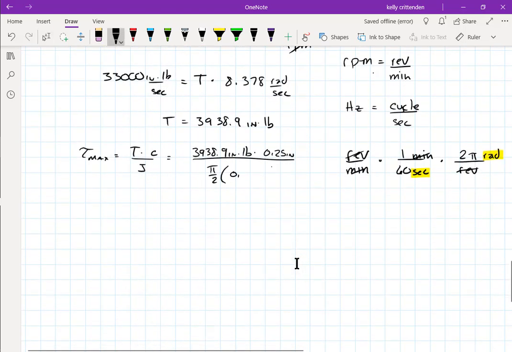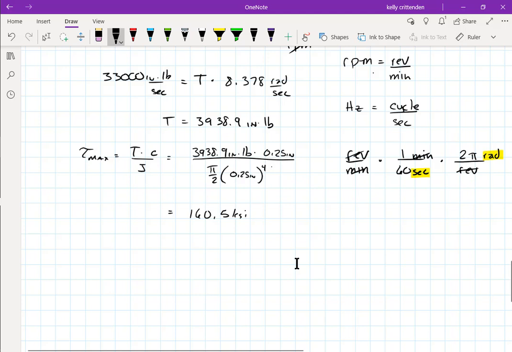So, 0.25 inches to the 4th. And so the units on this should work out to be pounds per square inch, which is what I would expect for a shear stress to be. So 3938 times 0.25, the radius, divided by pi over 2, divided by 0.25 to the 4th. Oh wow, too much. 160.5 KSI.